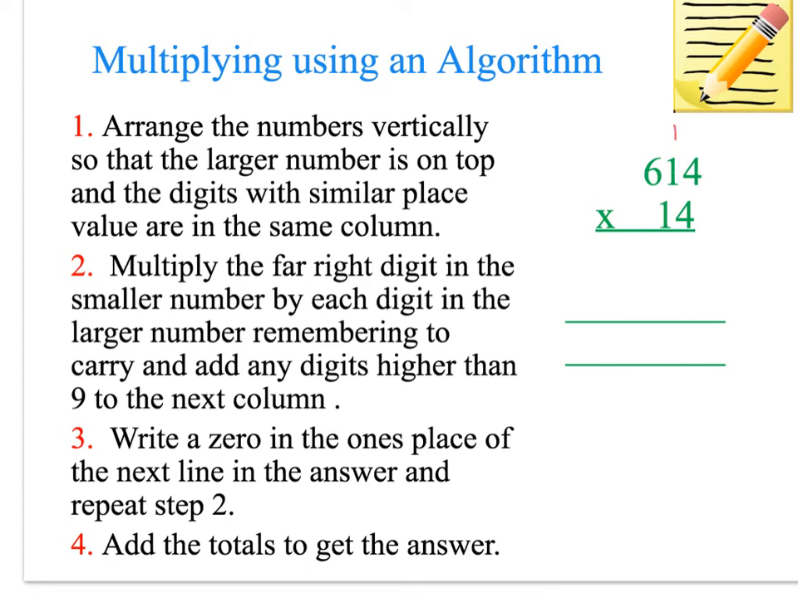4 6s are 24. 4 1s are 4, making sure we add the 2, that's 6. Then making sure we're putting the 0 here, because we're really multiplying by 10. 1 6 is 6, 1 1's a 1, and 1 4 is 4. That's pretty easy. Then we add them up. So 6, 9, 5, and 8. So the answer is 8,596.